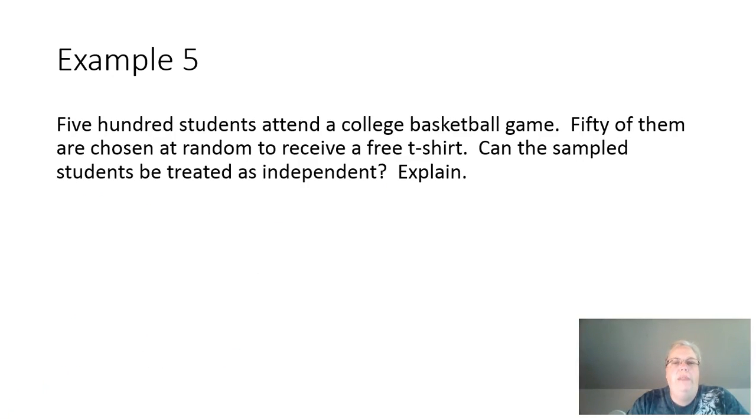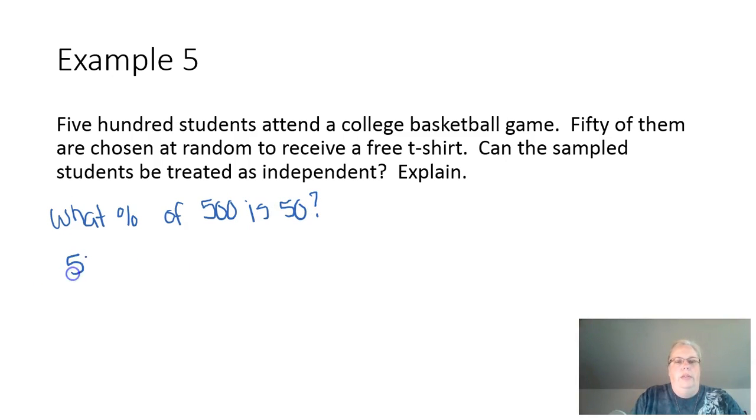Example 5. 500 students attend a college basketball game. 50 of them are chosen at random to receive a free t-shirt. Can the sampled students be treated as independent? Explain. We're going to solve this problem pretty much the same way we did example 4. We need to find out what percent 50 is of those 500 students. So we're trying to answer the question: what percent of 500 is 50?